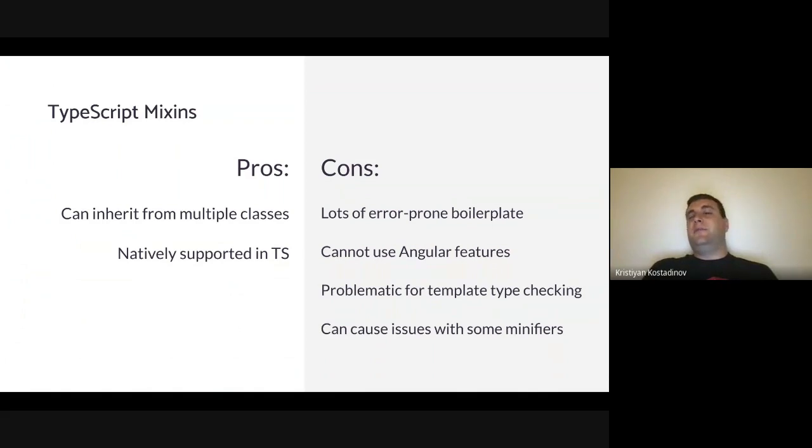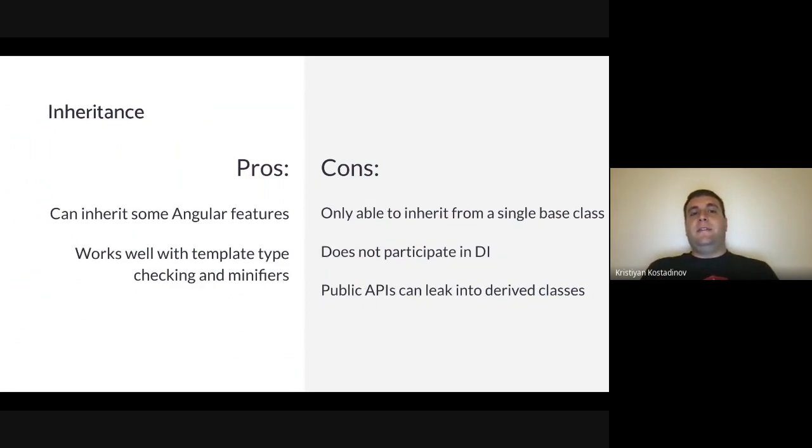It's also kind of problematic for the Angular template type checker. We make it work, but from what I understand, it's kind of tricky. And it can also cause some issues with things like Closure Compiler if you're using that for property modification. I don't have an example of inheritance, but you all know how it works. You just have a class that inherits from another class. The pros of inheritance is that it inherits all of the Angular features, so it allows you to apply host bindings and things like that. And it also works well with template type checking.